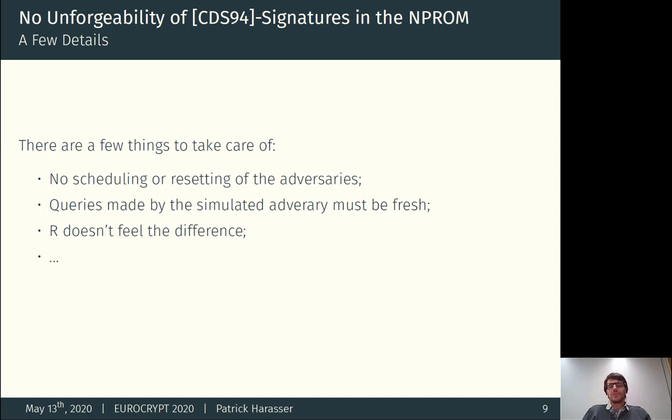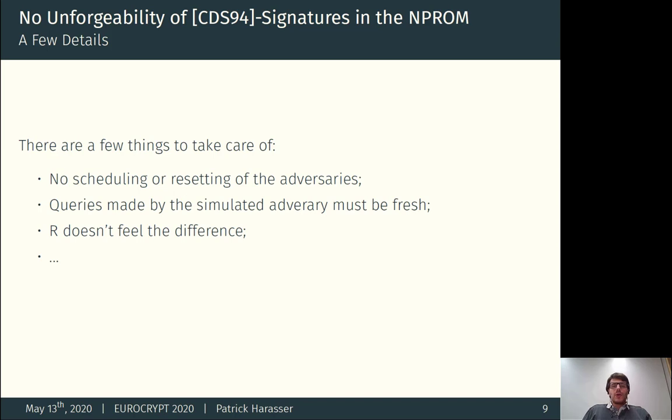This is relatively easy for the simulated random oracle queries. It is much tougher for the simulated instances for the adversary A. This part heavily relies on the zero knowledge property of the involved protocols. And if you're interested in this, may I invite you to have a look at our paper or ask me during the live session.